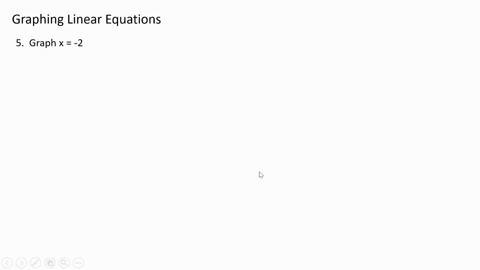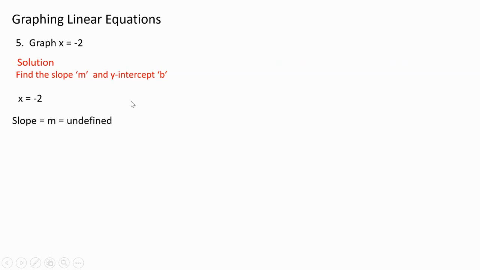Now, let's graph x equals -2. So again, solution: find the slope. The slope will be undefined, right? Because it's a vertical line.